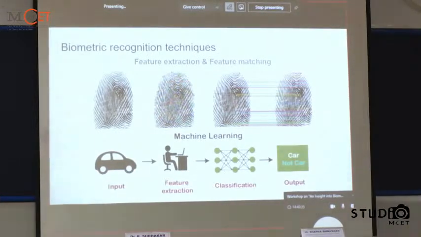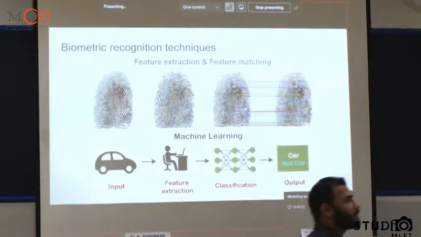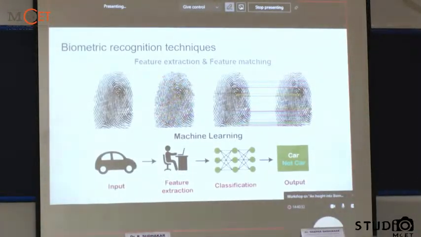So here what we are doing is we are extracting the points. Instead of taking the entire image and doing a subtraction, we are selecting the most important points from the image, right? And then, instead of subtraction, we are doing a vector distance calculation.